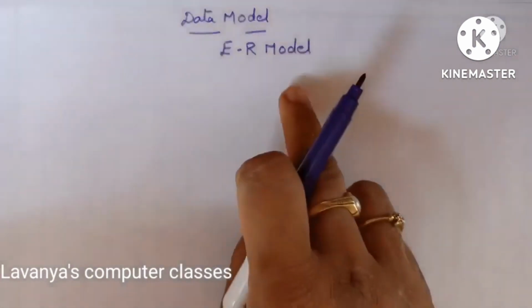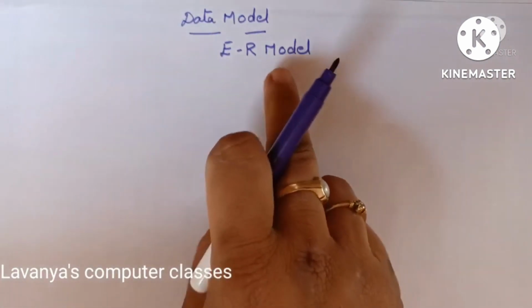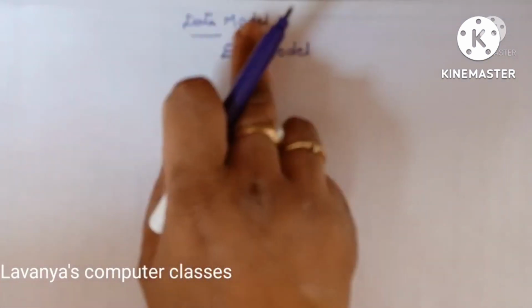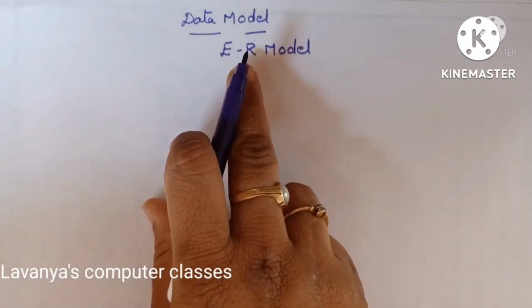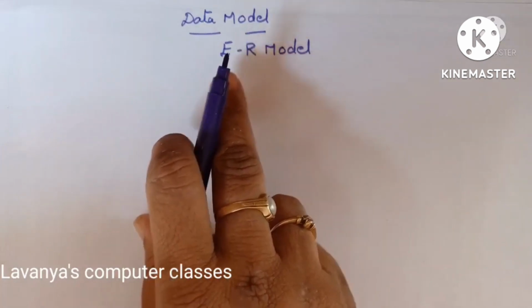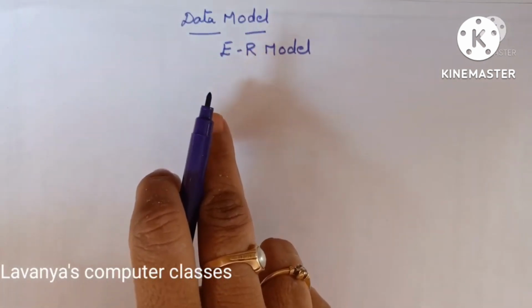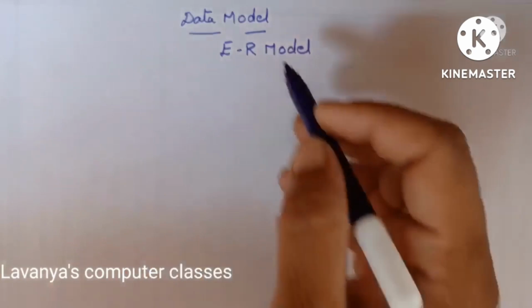In the next video I will explain the ER model. The ER model is one of the best examples of a data model. So what does data model mean? Data model means modeling data, that is, giving a shape or structure to the database.